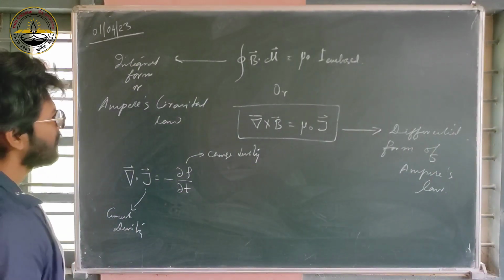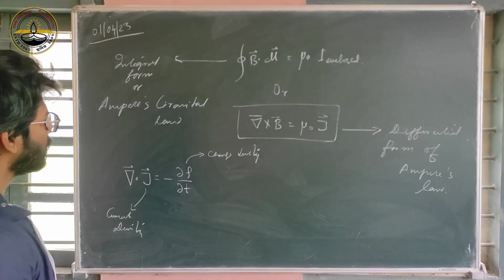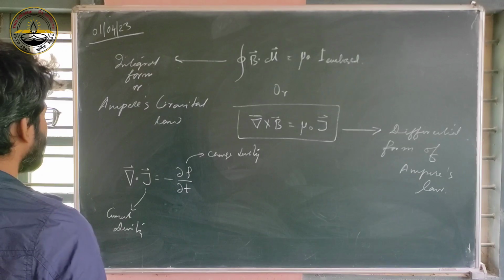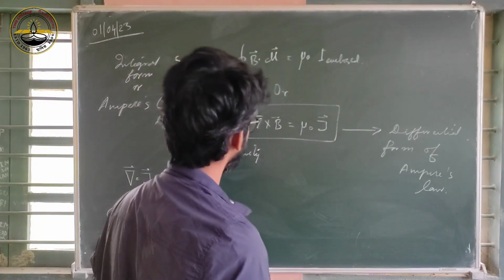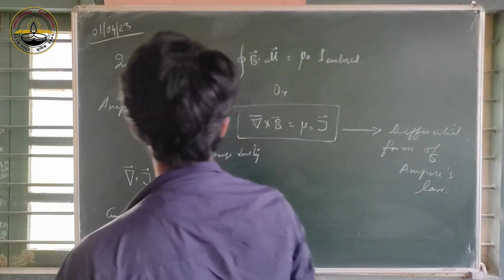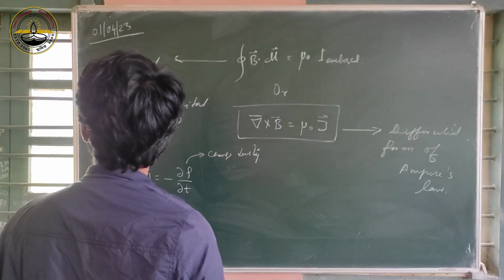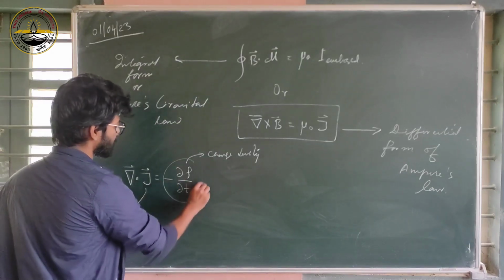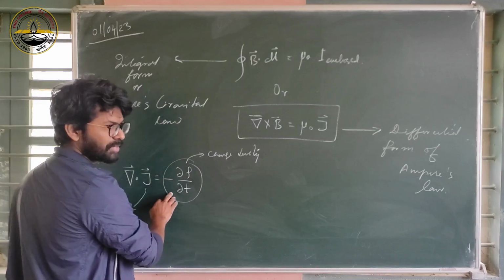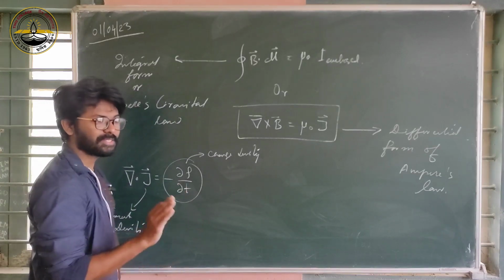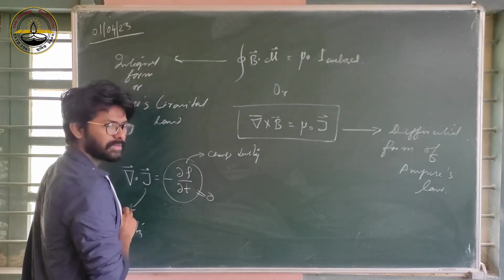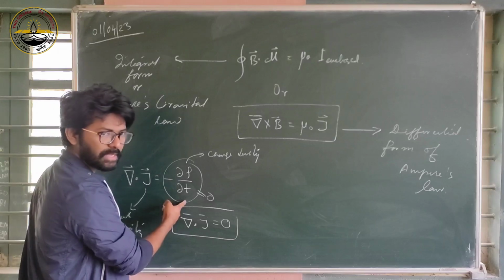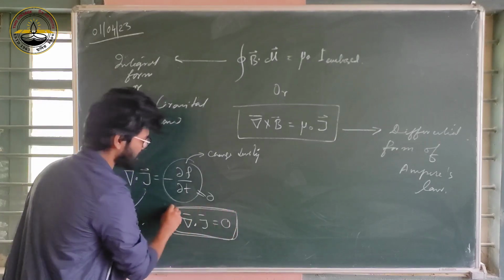Now, next question is, does Ampere's law imply that it's a steady current? So, first of all, steady current means this must be zero. The current density should not be changing with time. This is the first condition. Steady, it's not changing with time. So this is 0 and del dot J must therefore be equal to 0. So this is another way of saying steady current.